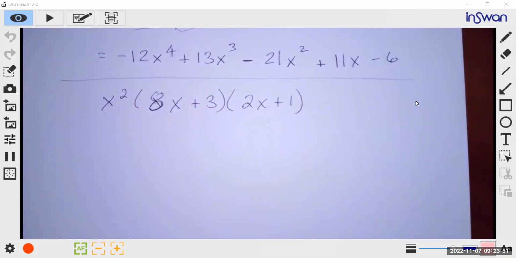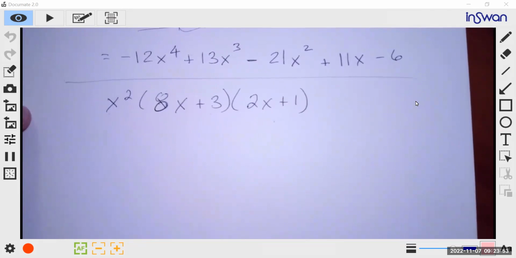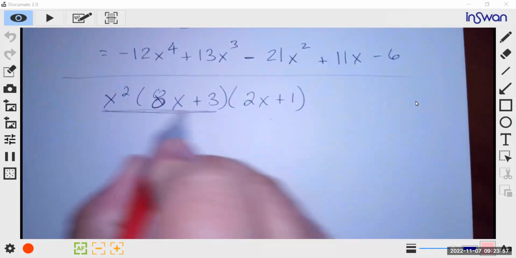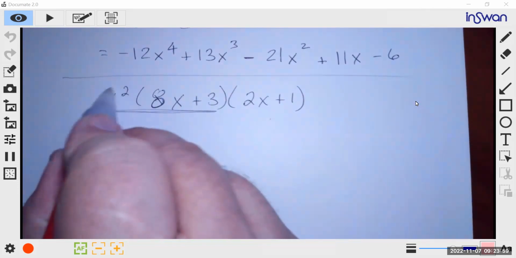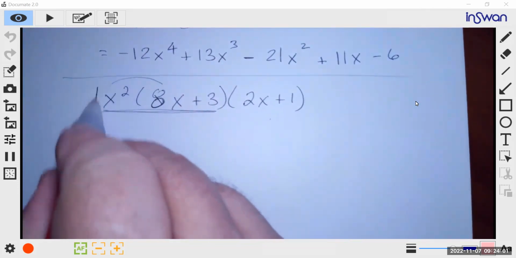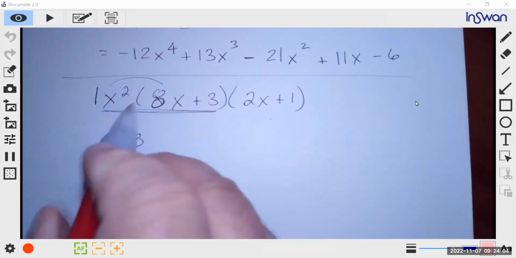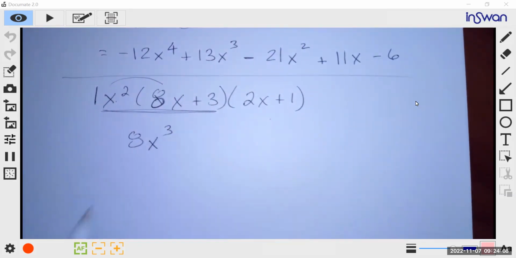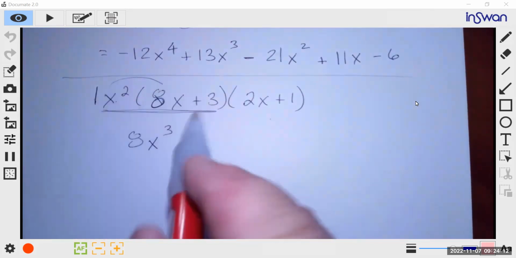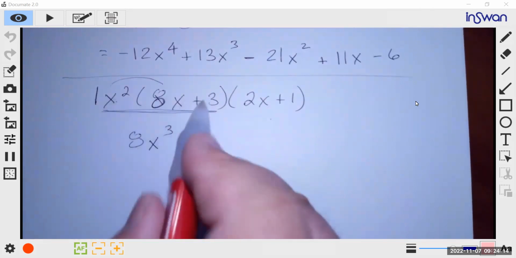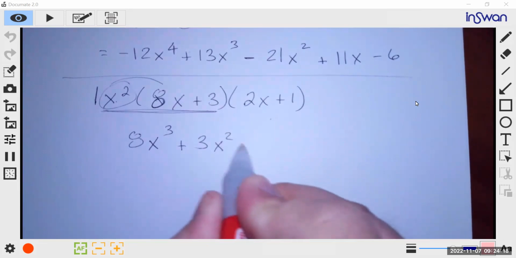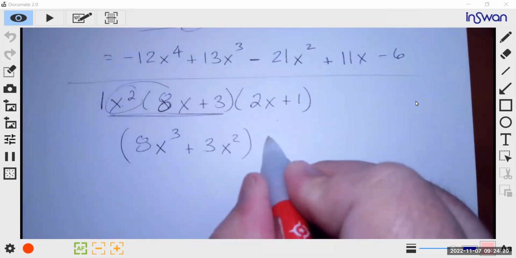How many of y'all just move left to right? Okay, let's do left to right. So the first thing we do is this. X squared, or there's a 1. 1 times 8 is 8. X squared times x is x cubed. Positive times positive is a positive. 1 times 3 is 3. X squared. So there's the first part.